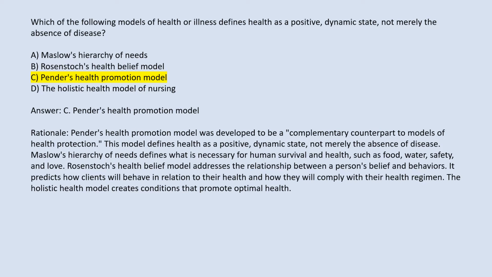Maslow's hierarchy of needs defines what is necessary for human survival and health, such as food, water, safety, and love. Rosenstock's health belief model addresses the relationship between a person's belief and behaviors. It predicts how clients will behave in relation to their health and how they will comply with their health regimen. The holistic health model creates conditions that promote optimal health.